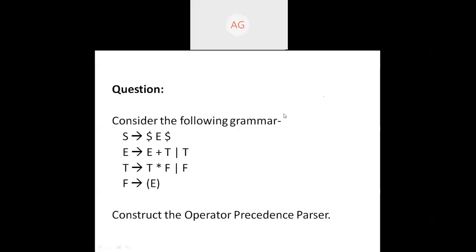So use the operator precedence parsing table algorithm for its construction, and also you need to use the rules for finding the leading and trailing symbols, which we already covered in our last lectures of operator precedence grammar. So last one minute.